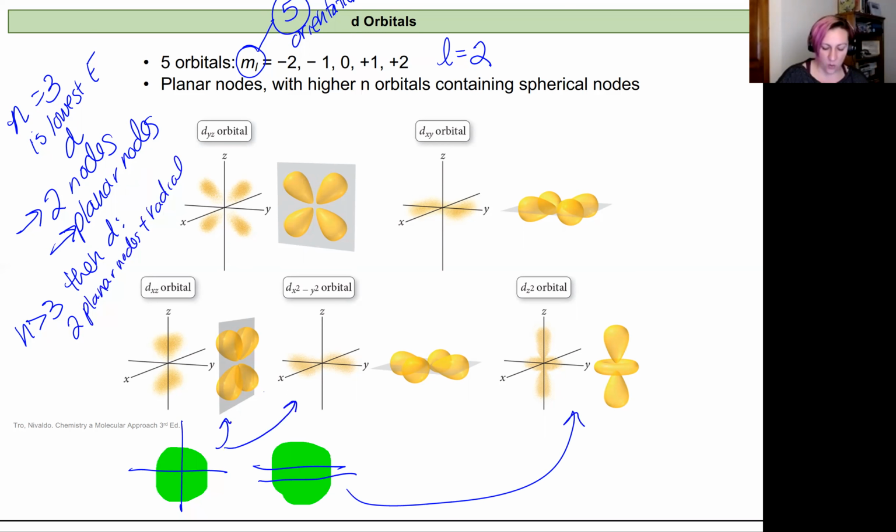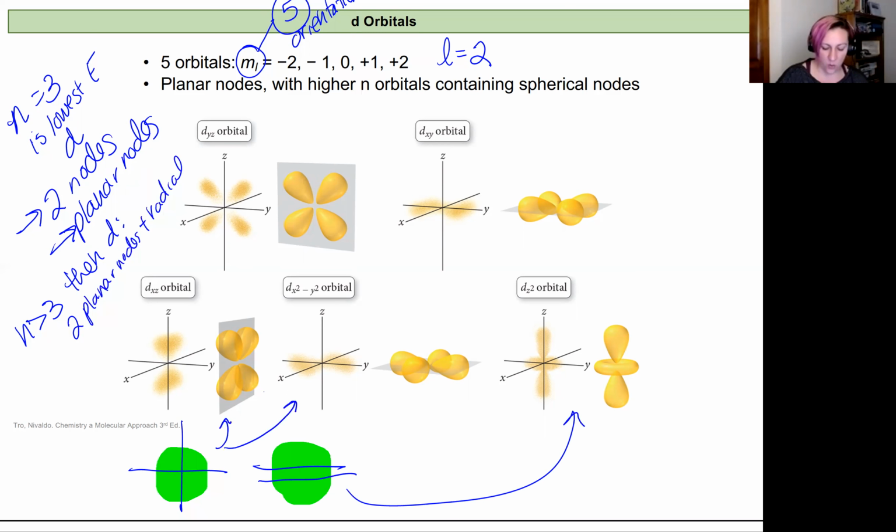And the dx squared minus y squared means it's going to go in between the x and y. And so if you look at it from top down, what you're going to see for this one, if this is our y and this is our x now, is that it comes right in between the axis. Whereas compared to our dxy, if you were looking top down at it, it would go right along your axis like this. And so that's the difference between those two.